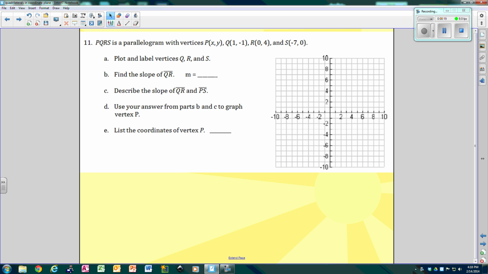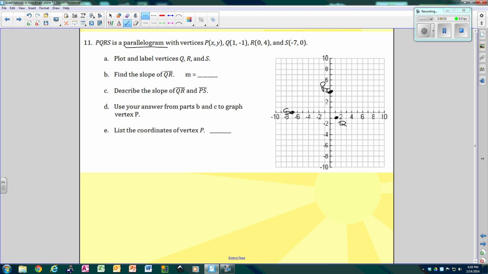Okay, first off it says PQRS is a parallelogram, so we know it is a parallelogram. So we're going to plot these 4 points. So let's plot Q. We're going to go over 1, down 1. Make sure you plot and label. 0, 4. So there's R. And negative 7, 0. So there is S. All right. So now we need to plot and label.